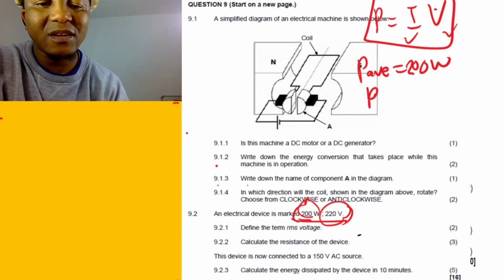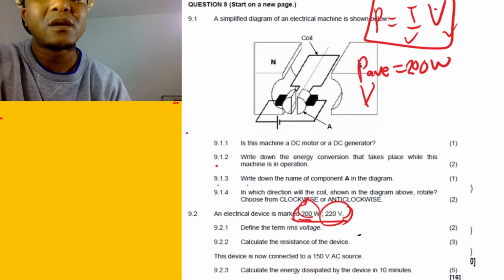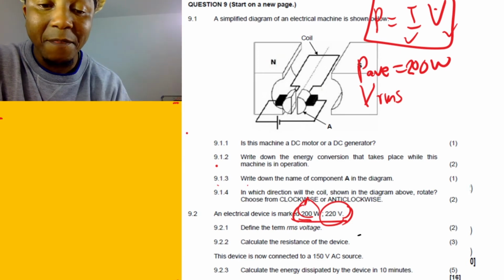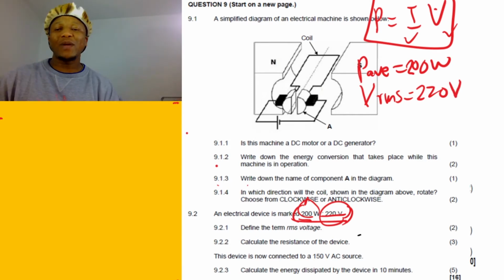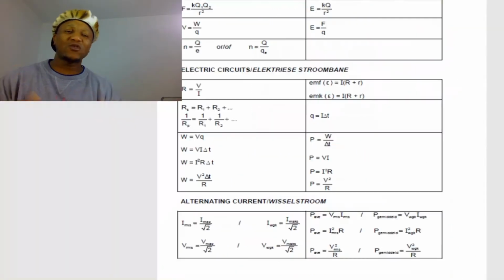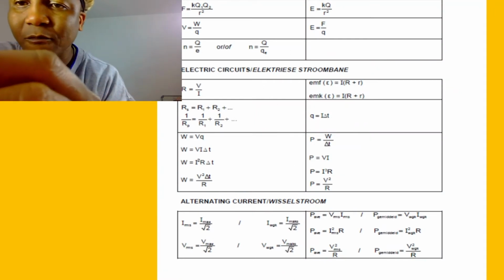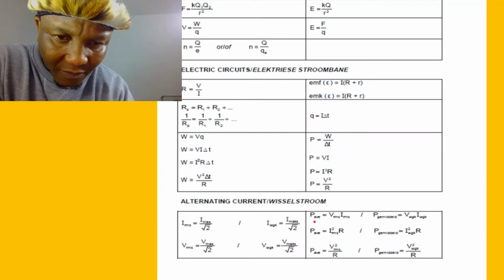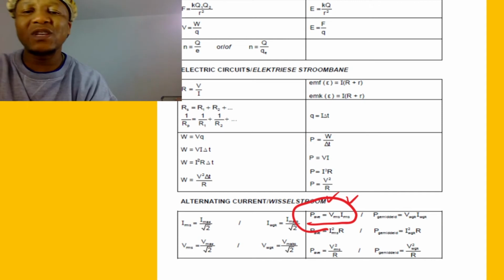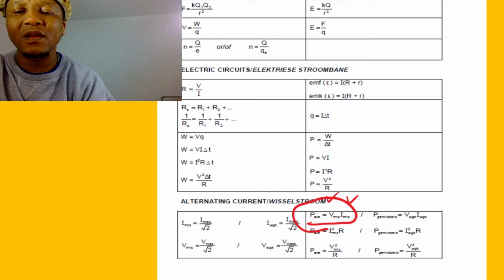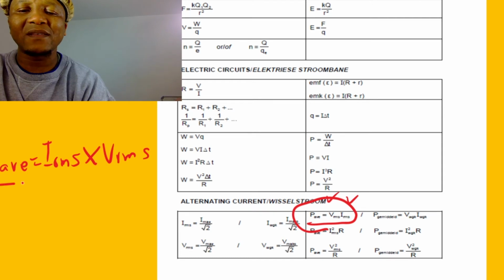And they give a potential difference, V, but this we will call RMS, equal to 220 volt. So we have a little formula here. Make sure you memorize this formula. They usually give you the formula sheet. Average power equals potential difference RMS times current RMS. This is a very important formula.